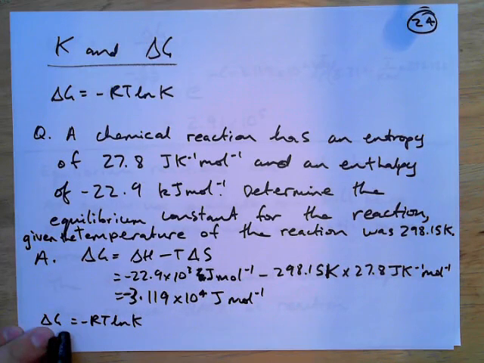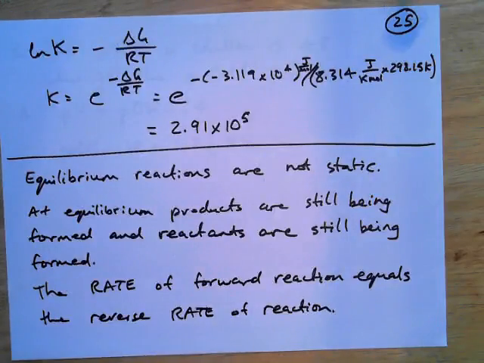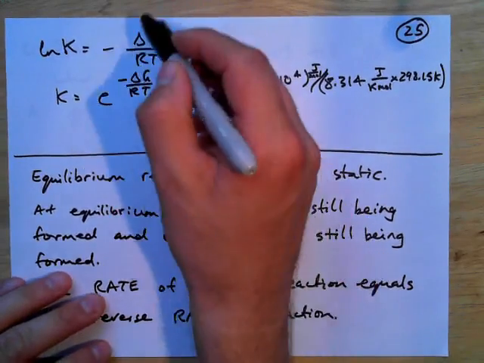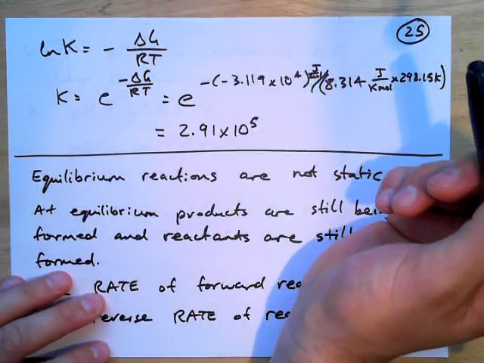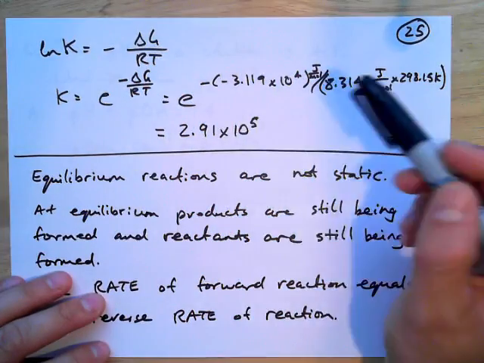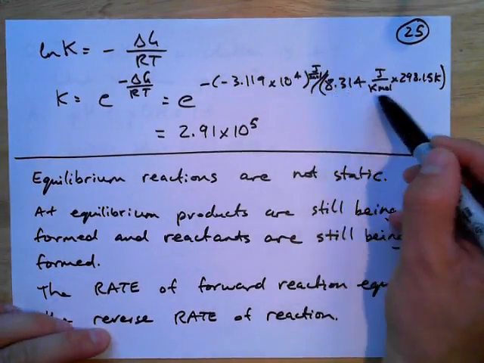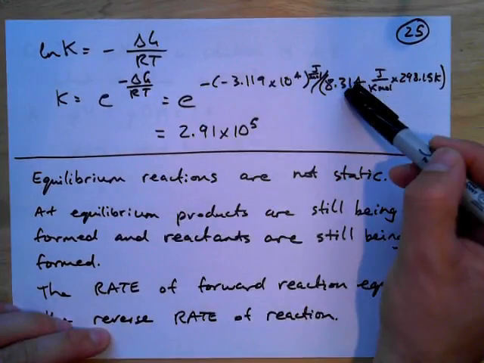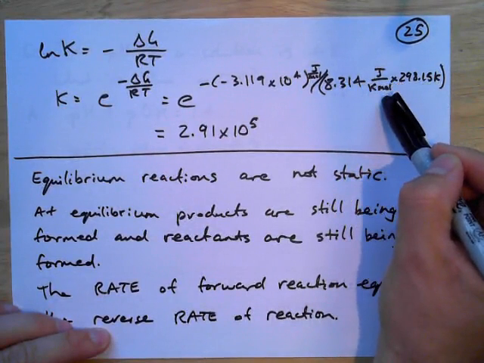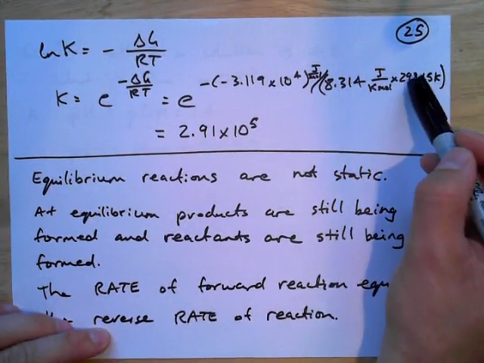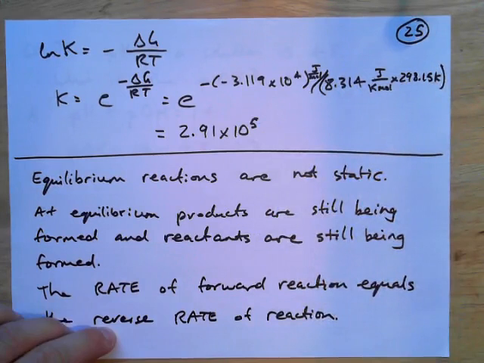Then I know that my delta G equals minus RT natural log of K. So I'm going to have to do a bit of rearranging there. And so I have natural log of K equals minus delta G on RT. So K equals e to the power of minus delta G on RT, equals e to the minus (minus 3.119 times 10 to the 4 joules per mole) divided by the R and the T together. So I've got my R. Now the R here has to be 8.314 joules per Kelvin per mole. Okay, so remember that, don't get mixed up with that. And now 298. The other R will not work here at all. So that gives me my K of 2.91 times 10 to the 5.